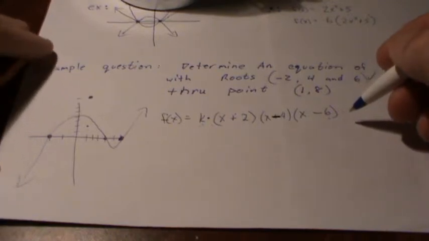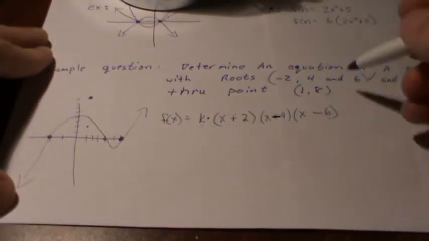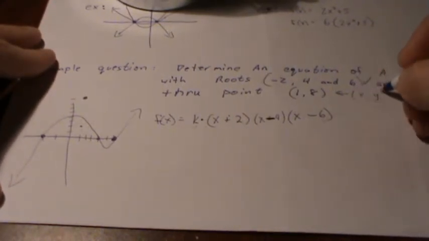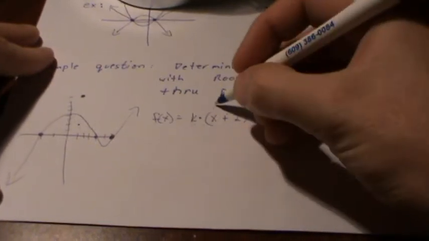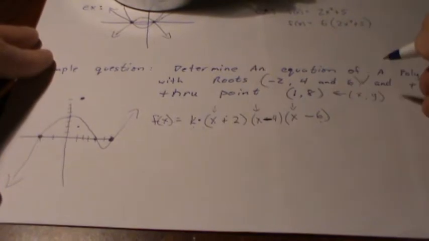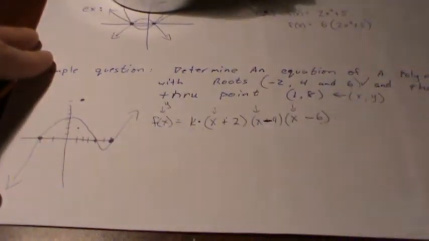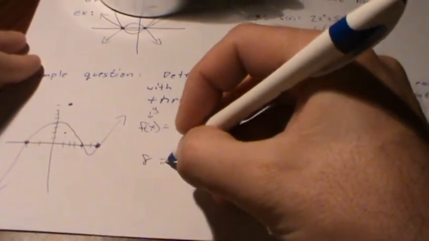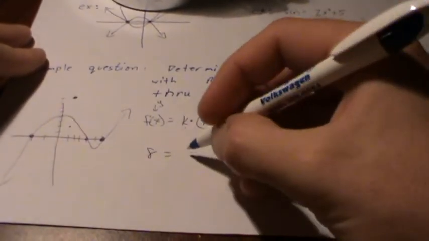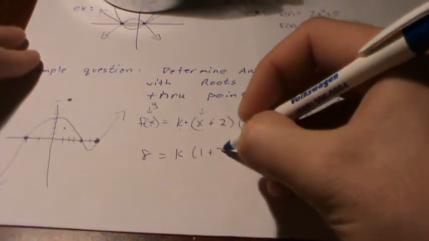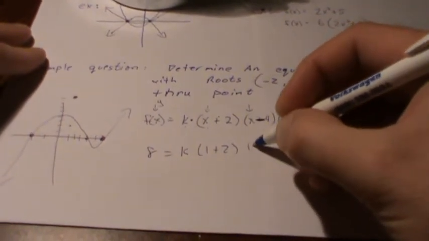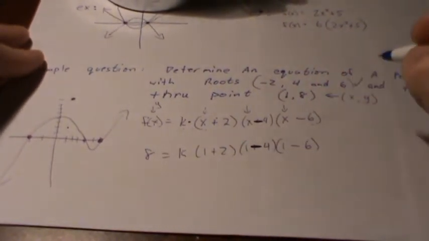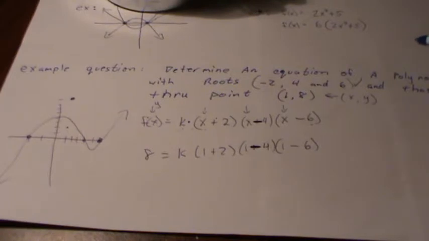And so, how do I make it so that it goes through 1, 8? Well, notice that 1, 8 is an x and a y coordinate. And in this polynomial, I've got x's here, here, and here, and I've got a y right there. So basically, all I do is I put my 8 in for y, and I put my 1 in for the x's, but I leave the k. 1 plus 2 here. 1 minus 4. And 1 minus 6. And so this is now basically the end of the question.